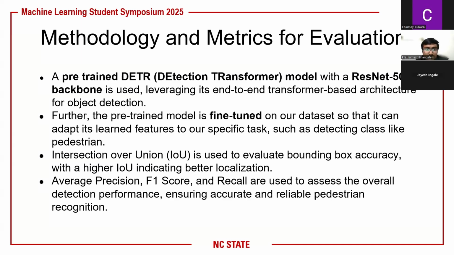The key evaluation metric we used was intersection over union, IOU, which measures how well the predicted bounding boxes match the ground truth. We also tracked average precision, F1 score, and recall to understand the detection quality from multiple perspectives. These metrics give a comprehensive picture of both the model's precision and its ability to detect relevant objects.